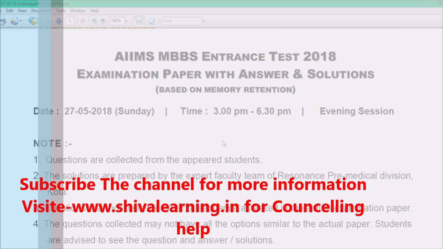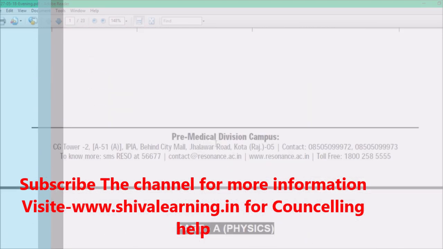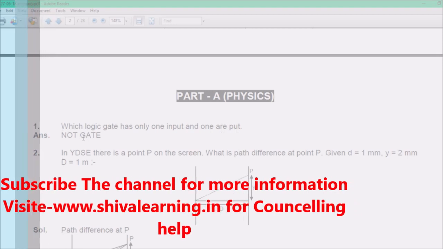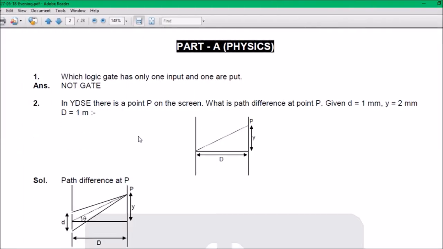Okay, so let's see. Question number one: which logic gate has one input and one output? Here it should be one output, and here it should not be OR. So it's the NOT gate. Okay, question number two, d is 1 meter.